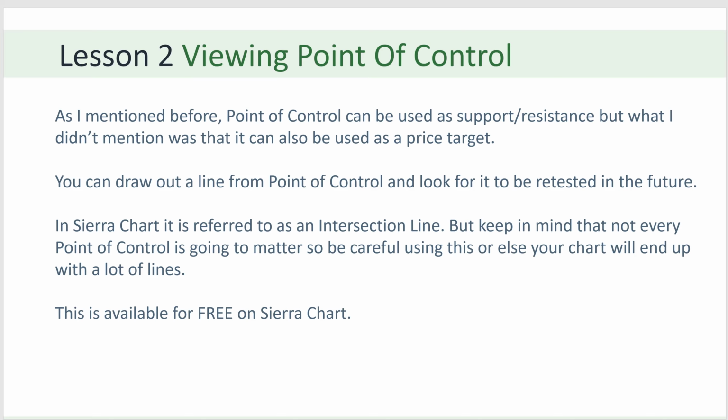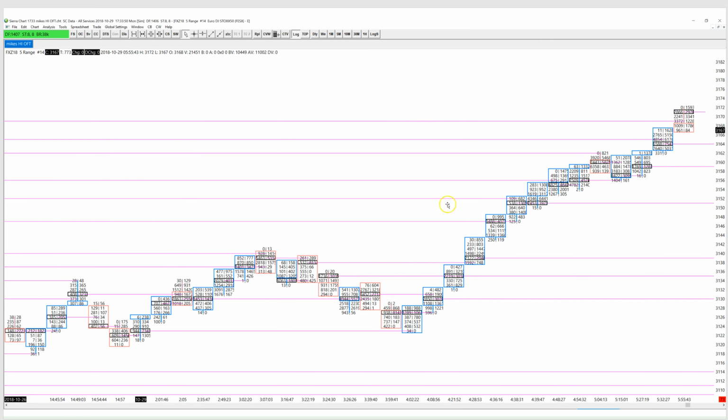Keep in mind that not every point of control is going to matter, so be careful using this or else your chart is going to end up with a lot of lines. And it's available for free on Sierra Chart. I showed you a chart in a previous lesson, but this is what it's going to look like. All these lines going from left to right are previous point of controls. Obviously, it'll stop when it reaches there.